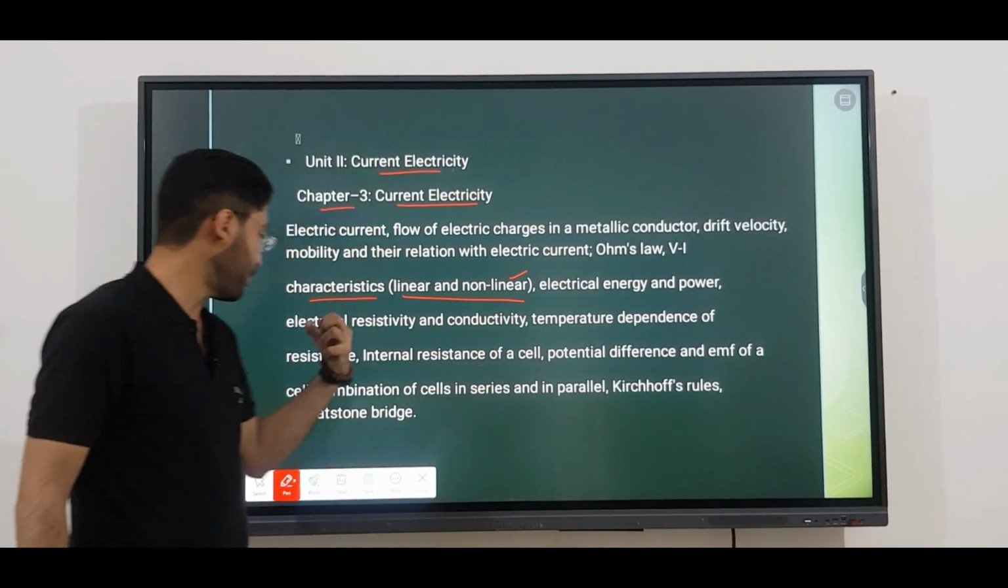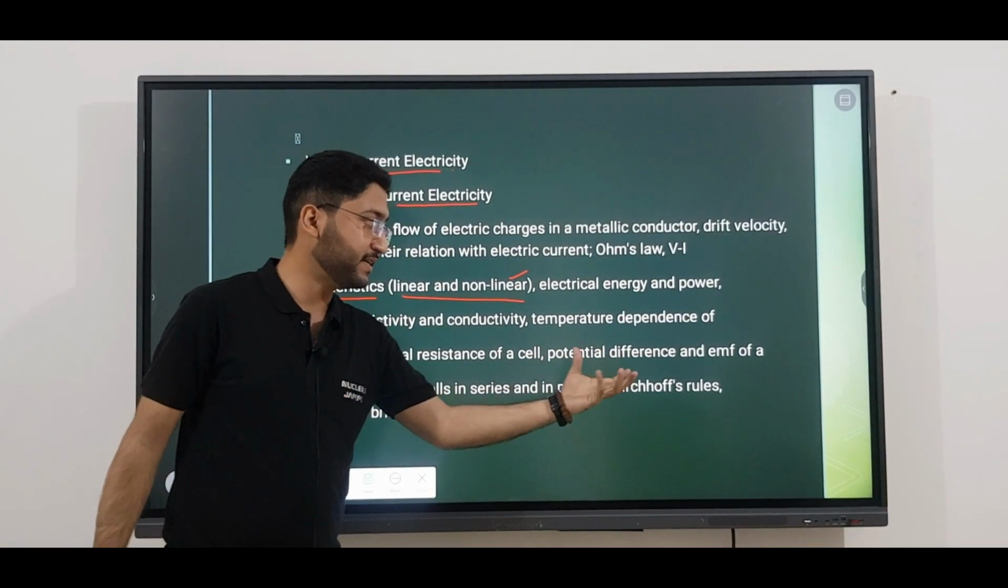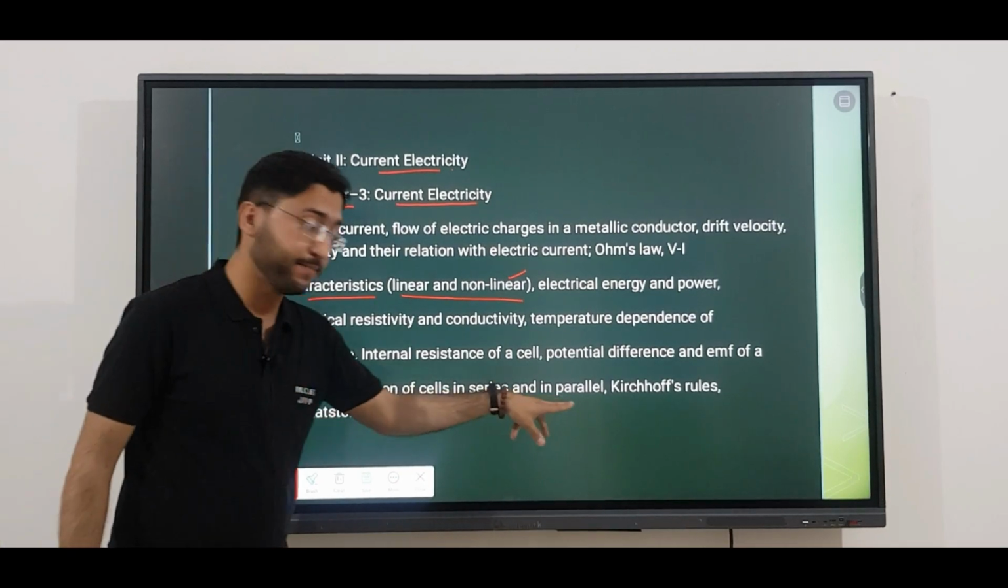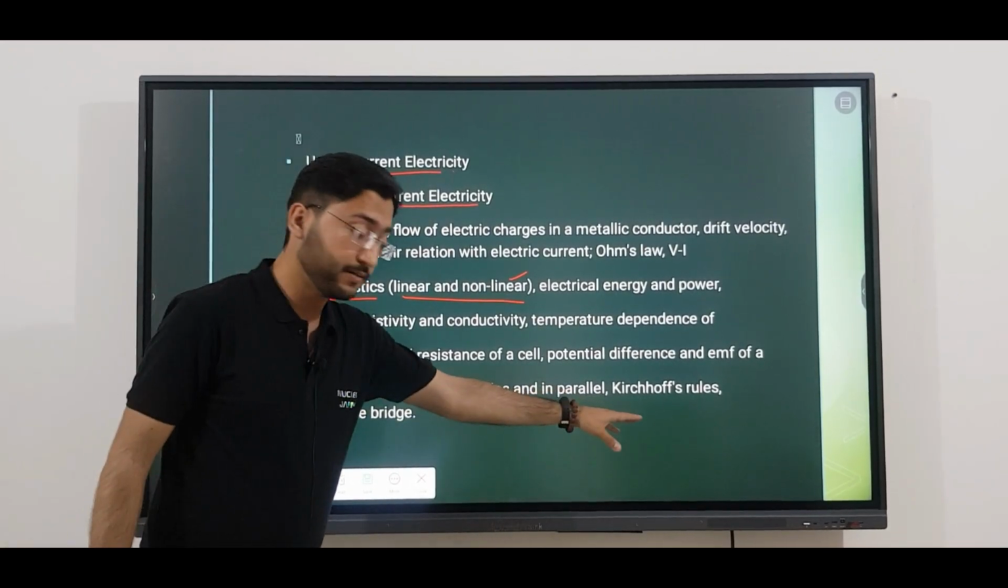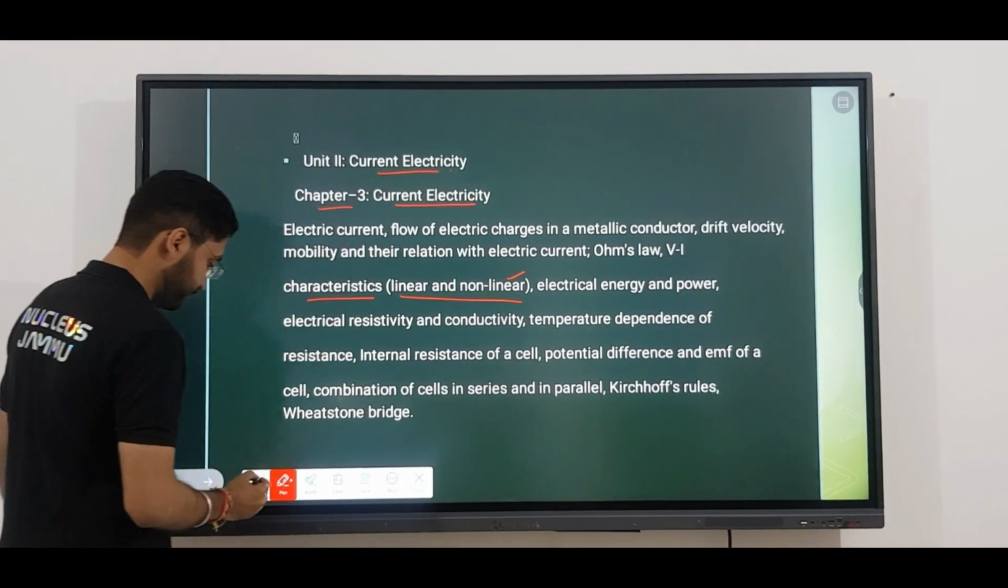temperature dependence of resistance, internal resistance of a cell, potential difference and EMF of a cell, combination of cells in series and in parallel. These are important, along with Kirchhoff's law and Wheatstone bridge from current electricity.